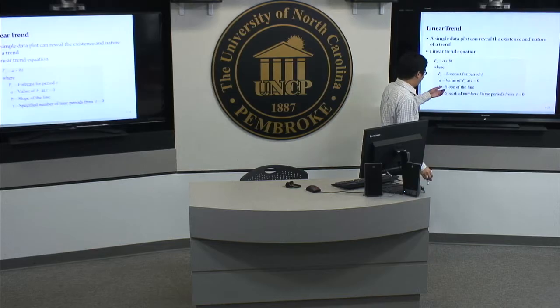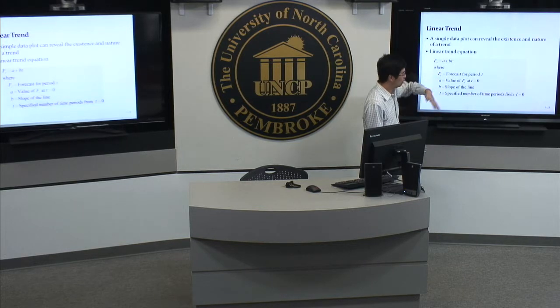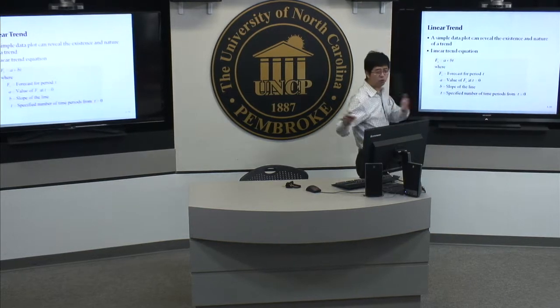Ft is the forecast. a is the intercept, which is the value of Ft at t equal to 0. You must understand the intercept, right? b is the slope. Slope will determine whether the line is more horizontal or vertical. t is the specific number of the time period: 1, 2, 3, 4, 5.